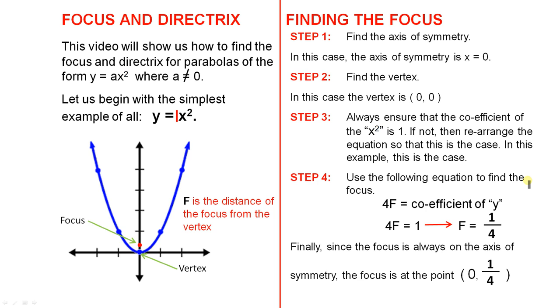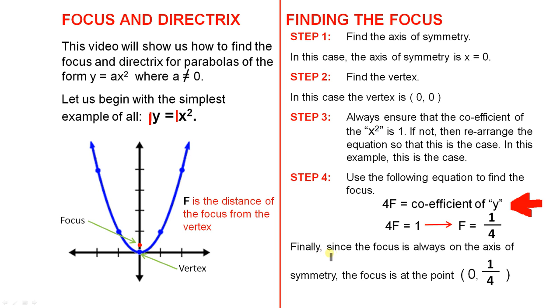Step 4. Use the following equation to find the focus. This equation here is the equation we use. 4f equals the coefficient of y. In this example, the coefficient of y is 1. So 4f equals 1, f equals 1/4. You might ask, what is f? F is the distance of the focus from the vertex.